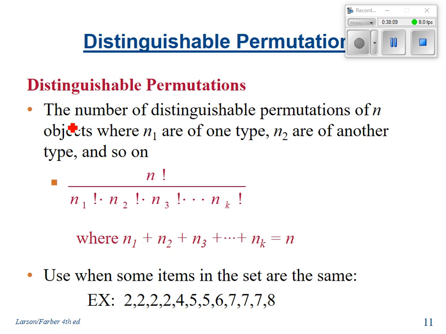Now, if we don't care if they're distinguishable or not, then we just use the 8P8. How many letters are we going to take at a time? All 8 of them, right? Punch that into your calculator real quick. 8P8. 40,320.